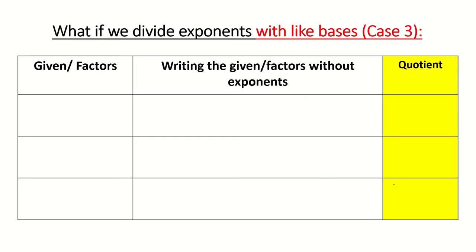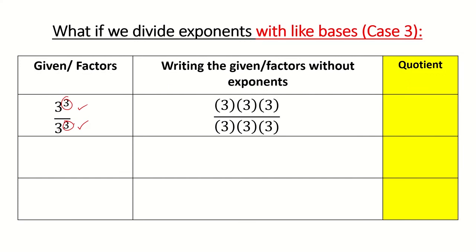Okay, punta na tayo sa ating case 3, yung panghuli nating case for dividing exponents with like bases. This will be quite easy because if you notice, 3 cubed over 3 cubed, they have the same base, they also have the same exponents. So what happens if that's the situation? Remember, 3 cubed is 3 times 3 times 3, same with the denominator. We cancel out everything. That means the result is just a 1.